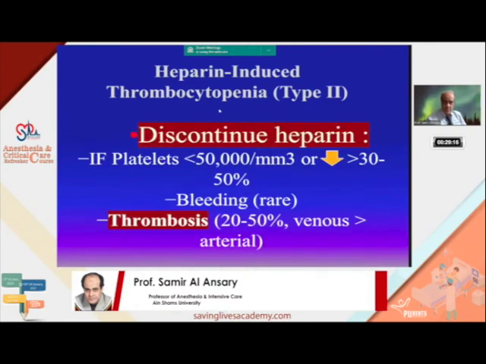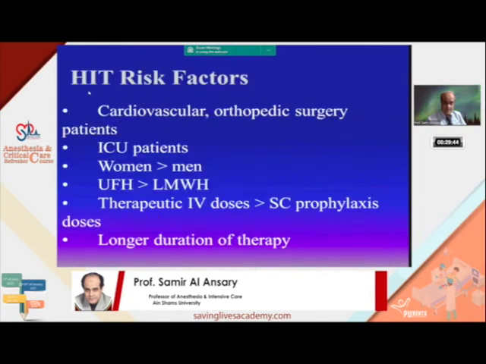Very important for early detection of HIT. Of course, discontinue heparin, even flushing doses; we have to stop. If platelets fall below 50,000 or decrease by more than 30 to 50%, bleeding is rare, but thrombosis is common in 20 to 50%, and is more venous than arterial, and can end in amputation of the limb of the patient or the life.